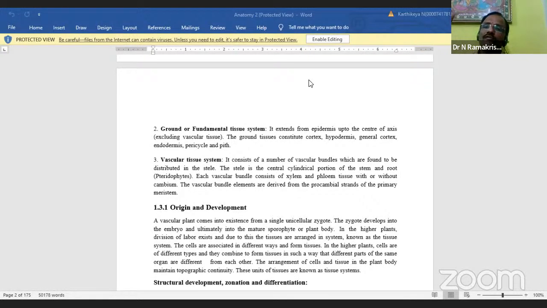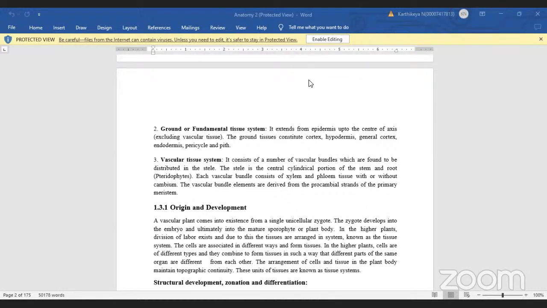See, after the epidermis, above the stele, in all the sections, we call that the cortex. In that cortex we look at the inner cortex, outer cortex, endodermis, hypodermis, and pericycle. So many sections are there in that area. Altogether, we call that the ground tissue system. Is it clear now? The system extends from below the epidermis to the center.